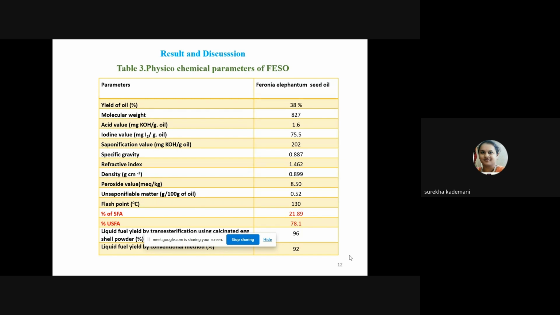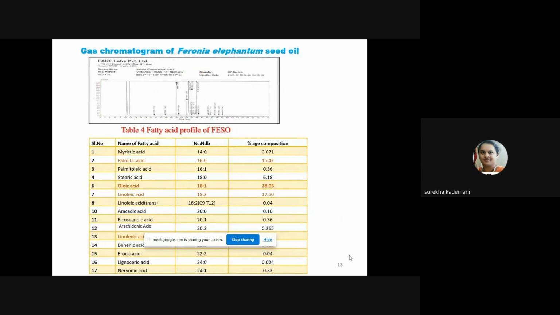The oil contains 21.89% saturated fatty acids and 78.1% unsaturated fatty acids. Liquid fuel obtained from heterogeneous transesterification is around 96%, and the liquid fuel obtained by homogeneous transesterification is 92%.